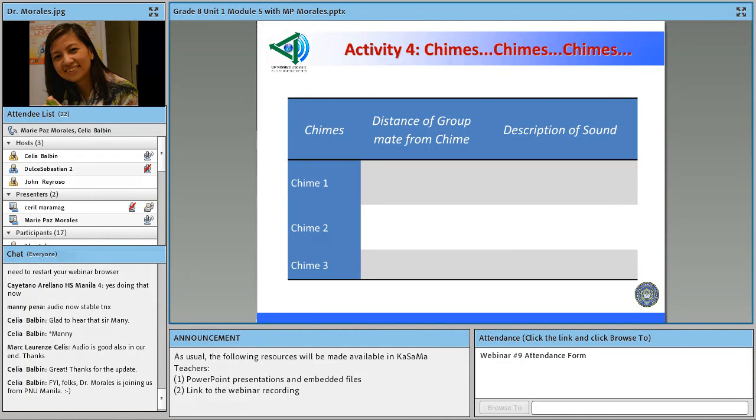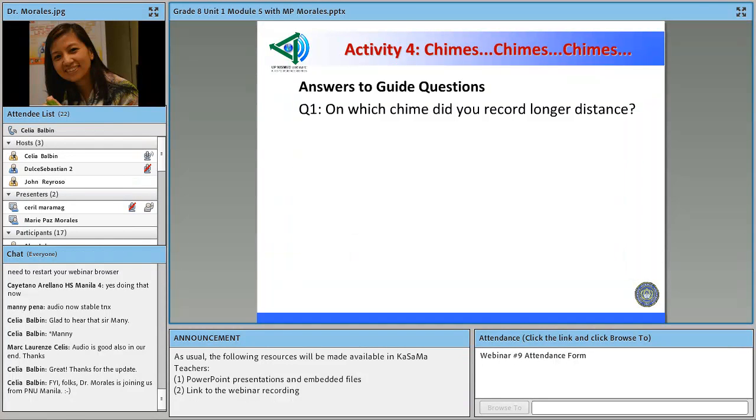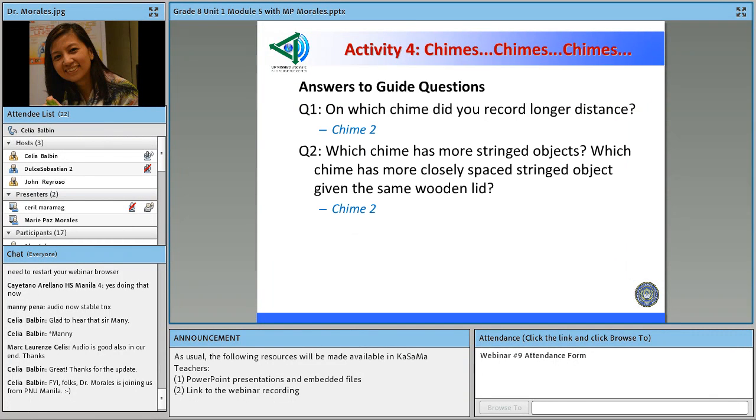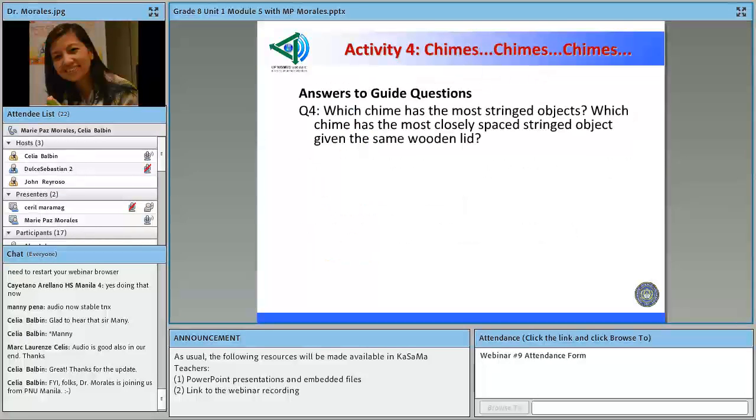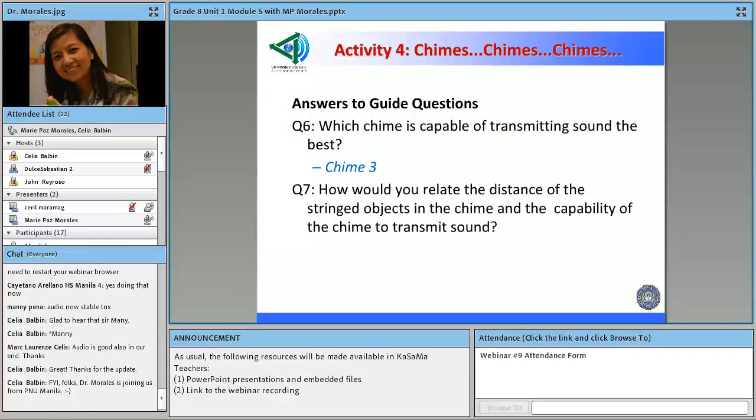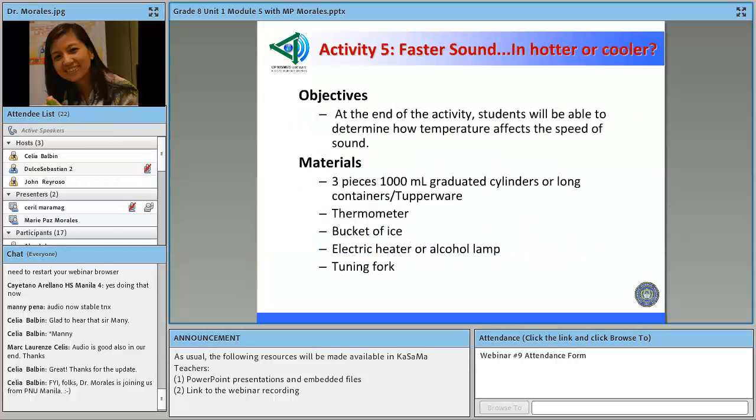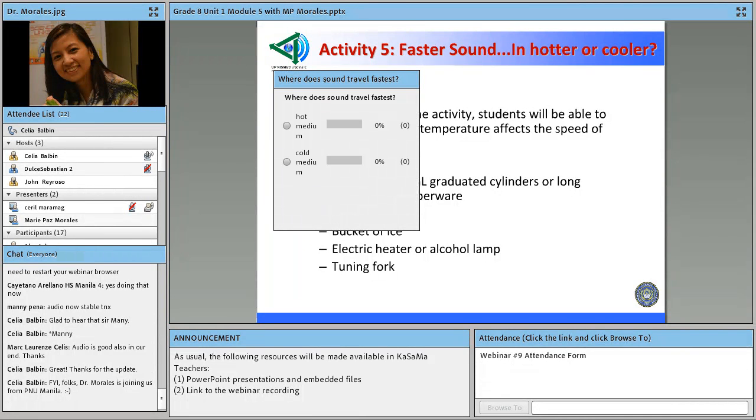Then this will be the corresponding table that they are supposed to complete. And these are the guide questions for your post-activity discussion once again. Okay? So before activity number 5, there. Ma'am Sel, the last poll, please. Okay, where does sound travel fastest? Coming right up.